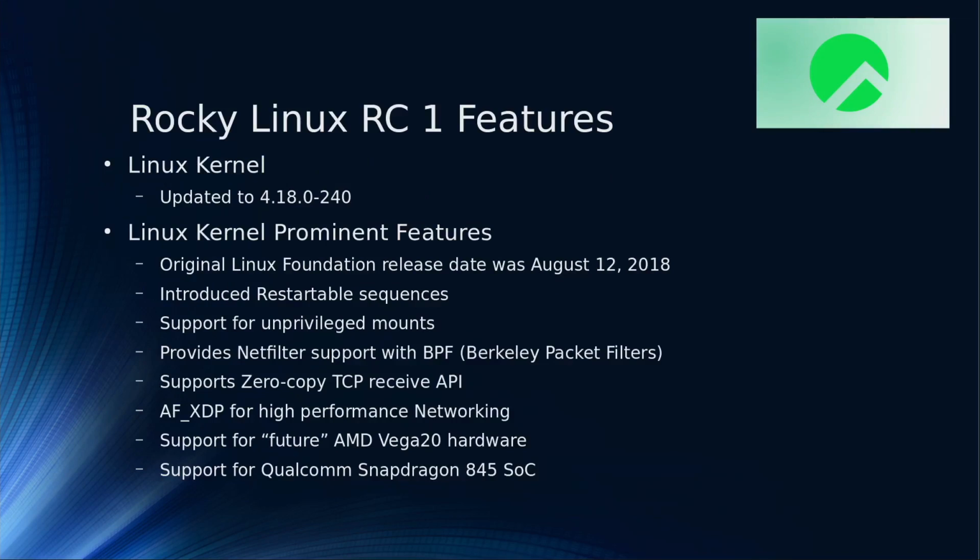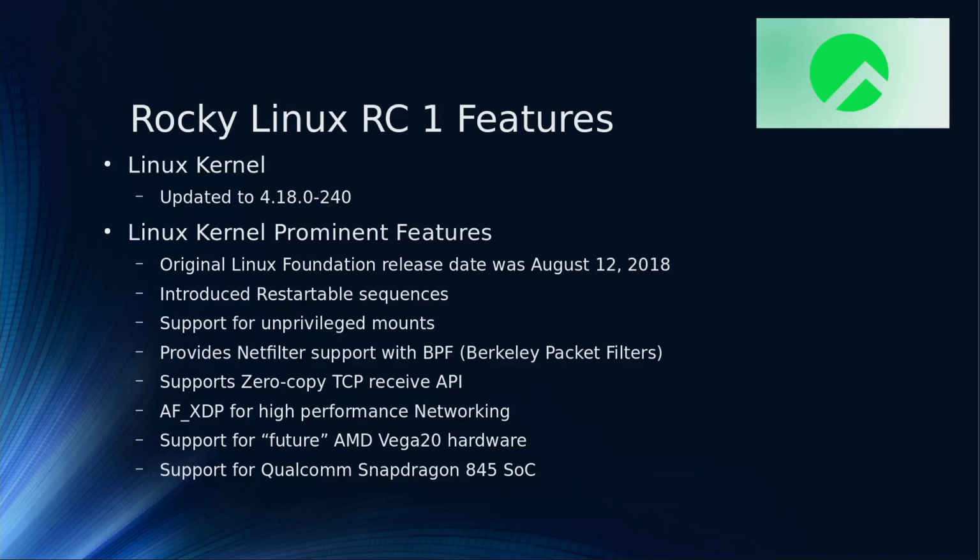So the Linux kernel is 4.18-240. Those of you who are used to Arch or Ubuntu or Pop!_OS or even Manjaro are probably used to seeing much more recent kernels. In the world of servers, the original release of 4.18 was back on August the 12th of 2018. The major prominent features introduced restartable sequences, that allows user mode applications to restart particular pieces of code.